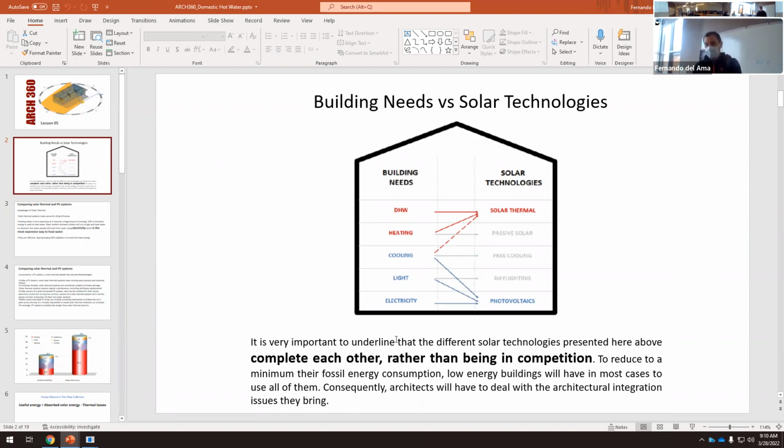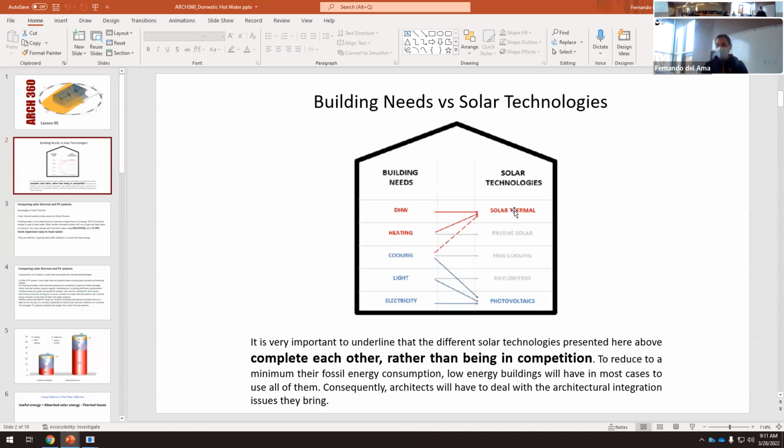But these are the building needs. We have domestic hot water. We have heating, cooling, light, and electricity. So this is what a building needs: domestic hot water, a heating system, a cooling system. We need light, and then we need electricity to run all the appliances. And these are the technologies that we have here.